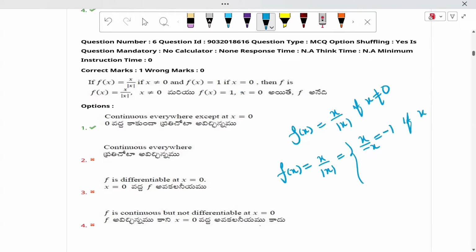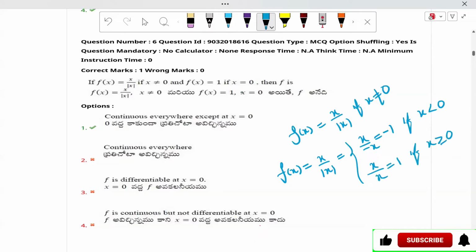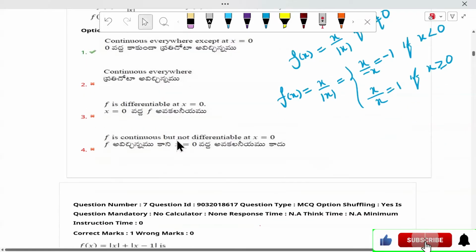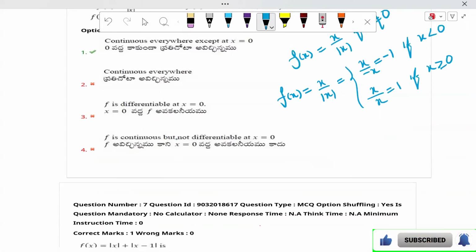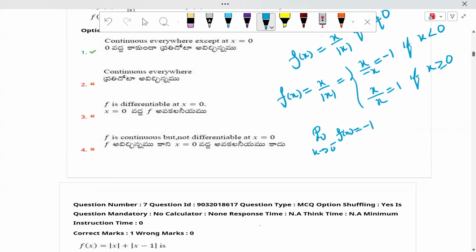It is nothing but -1, if x is less than 0. It is x by mod x, value is plus x by x, it is nothing but 1, if x is greater than or equal to 0. అంటే x is equal to 0 వద్ద ఫంక్షన్ ఏమవుతుంది? లిమిట్ x approaches 0 minus f of x value is -1. It is equal to limit x approaches 0 plus f of x. వాల్యూ ఏమవుతుందండి? 1 అవుతుంది.